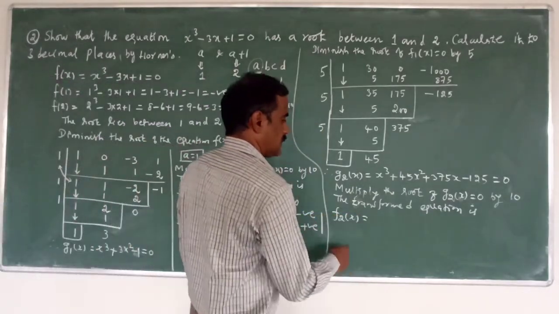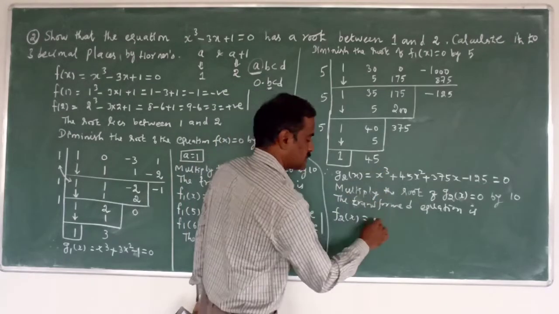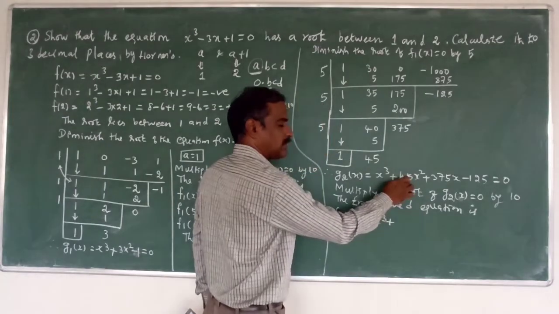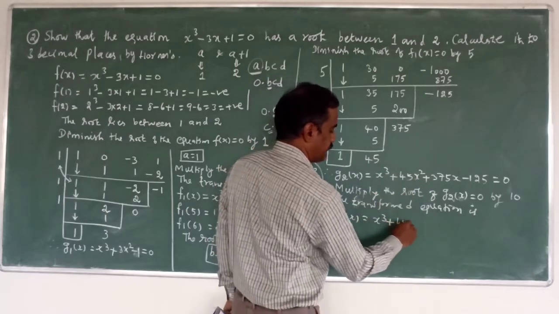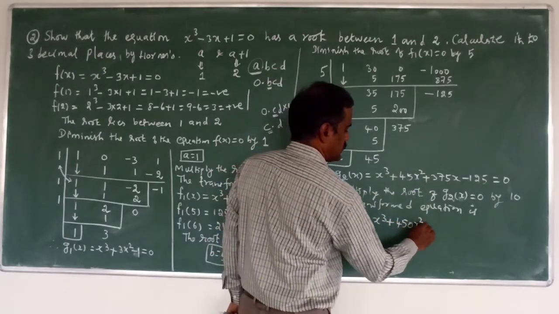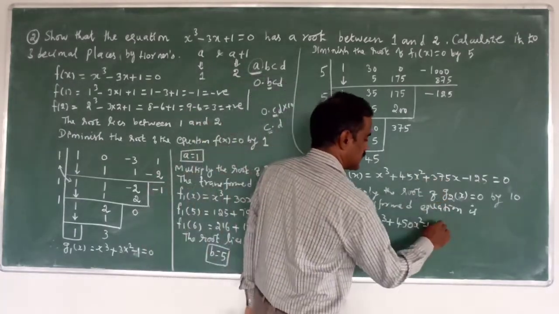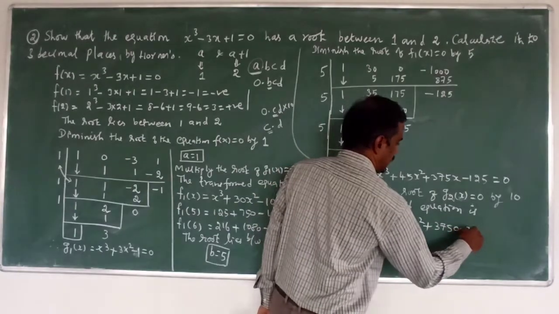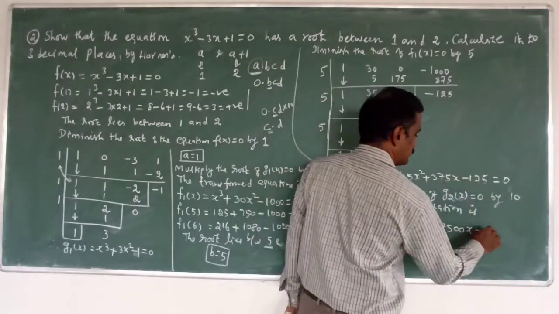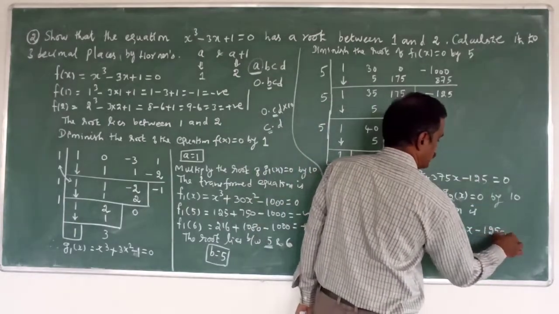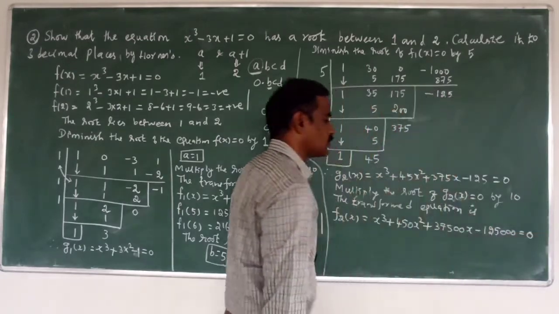f2 equal to, now 10 power 0 means 1, and multiply with the x cube plus 10 power 1, 10. Now multiply with the 10, 450 x square plus 10 power 2 means 100. Now multiply with 100, 37500 x and 10 power 3. 10 power 3 means 1000. Now multiply with the 1000, minus 125,000 equal to 0.